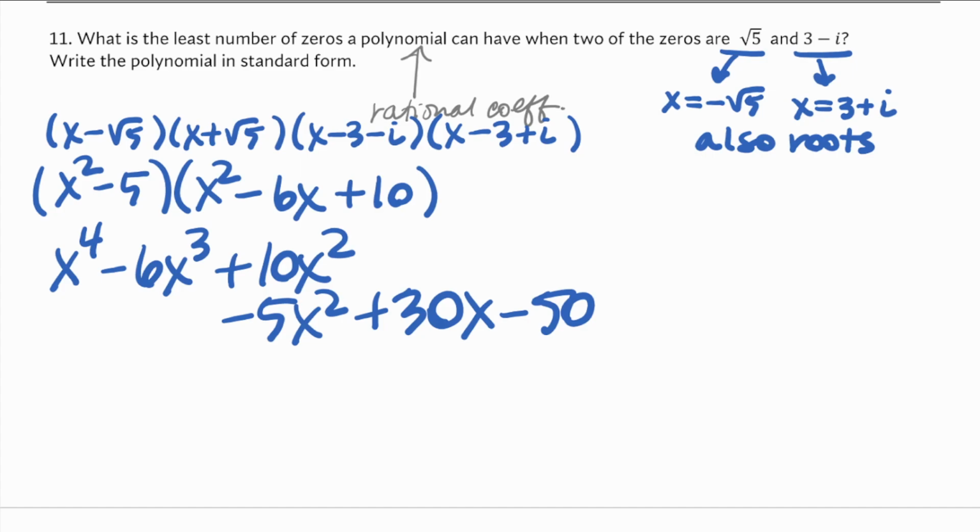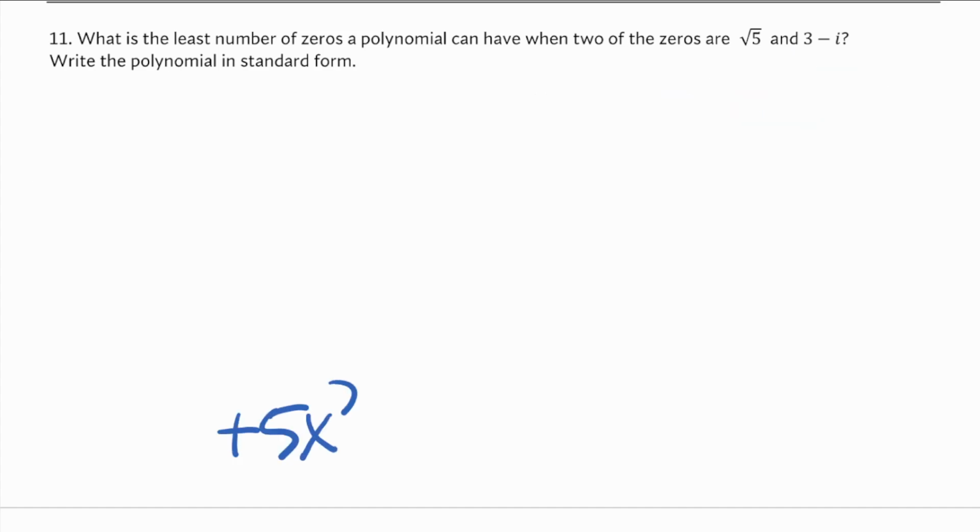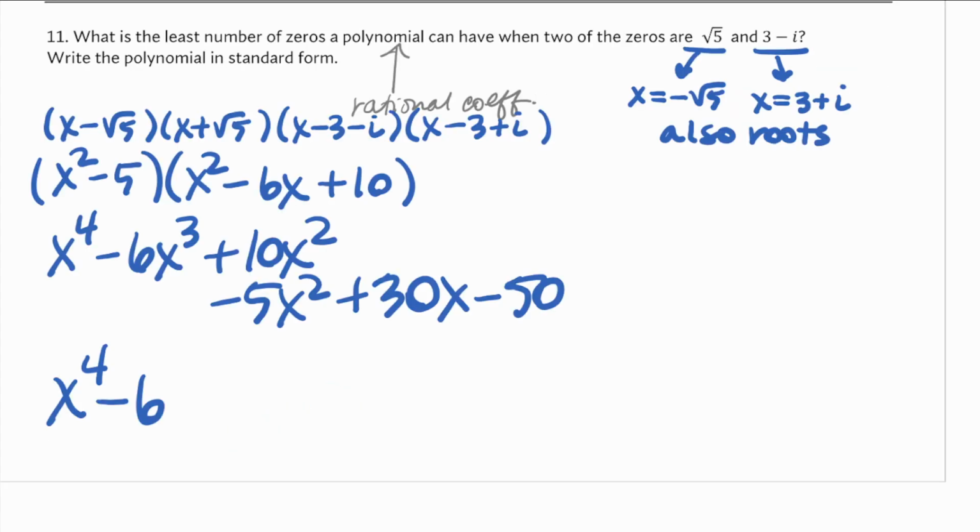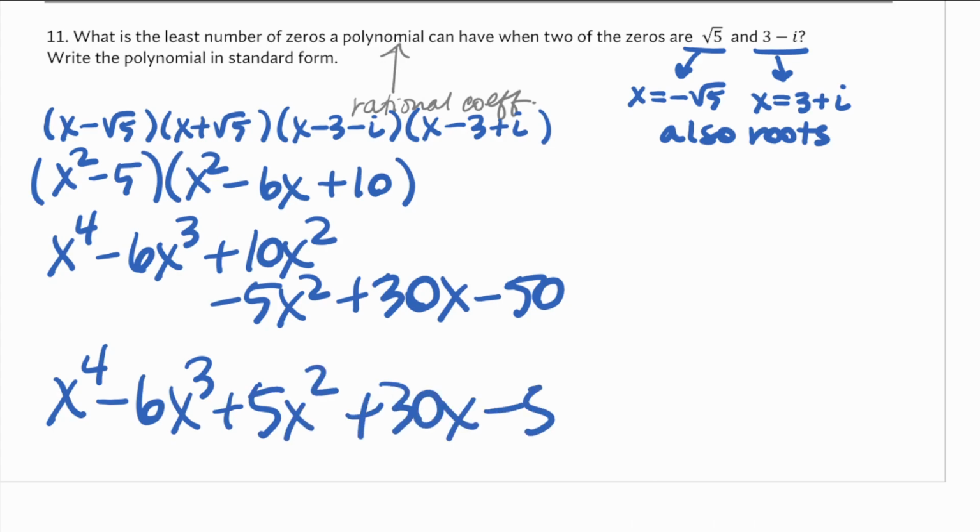Okay, and then that means it's going to be a fourth degree polynomial, and we're about to write it in standard form: x to the 4 minus 6x to the 3 plus 5x to the 2. That's going to be frustrating. Alright, hope it stays, but 6x to the 3, positive 5x to the 2, positive 30x, and negative 50. There we go. Alright, so that's my standard form polynomial. I'm not sure what was happening there.